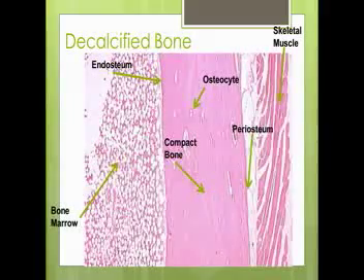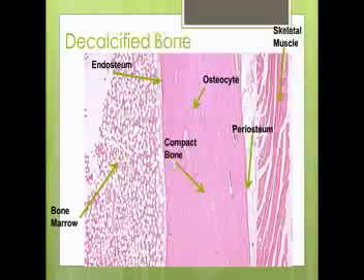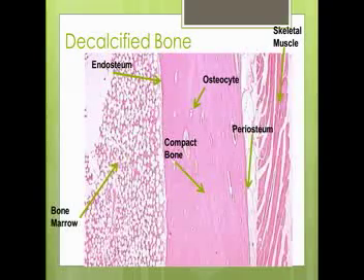Now, the next histological image that we're going to look at is the decalcified bone. The name implies it's been decalcified. And what we're looking at here, I'll go from the inside of the medullary cavity out, so we're going to go from deep to superficial. Here on the inside, you're looking at the bone marrow. Along that medullary cavity is the endosteum.